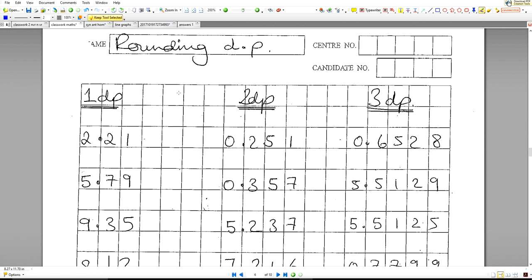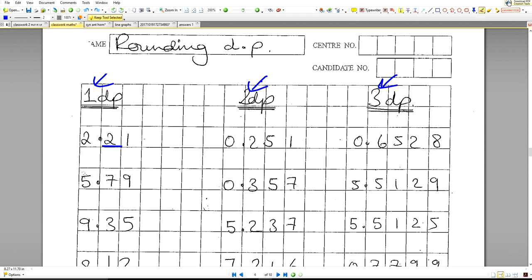Now we're rounding to one decimal place, two decimal places, and three decimal places. The first decimal place is the first place after the decimal point, which is here. So if I round to one decimal place, then I mustn't have any more numbers after here. There should be no numbers here. I'm just going to delete that and get that out of the way.